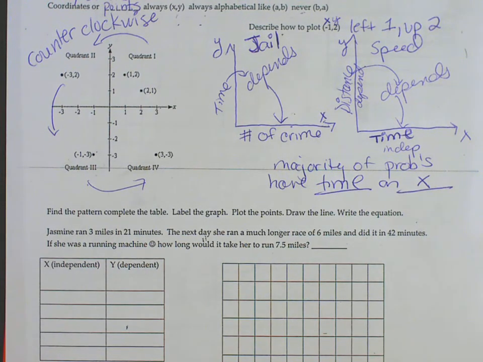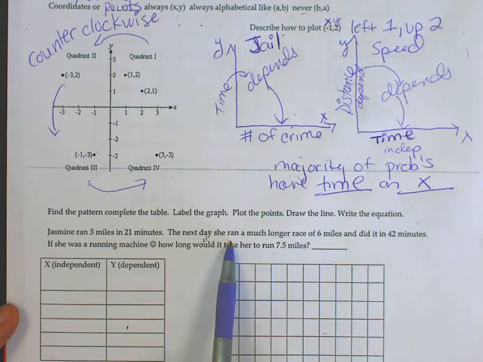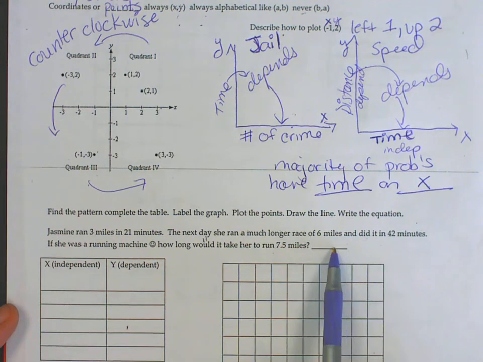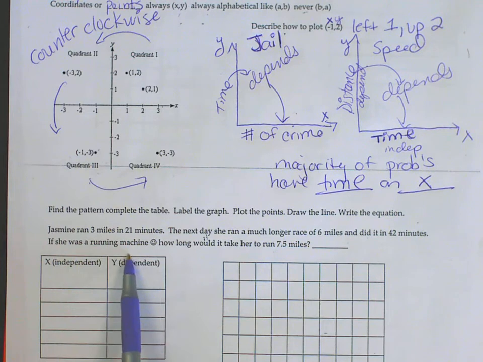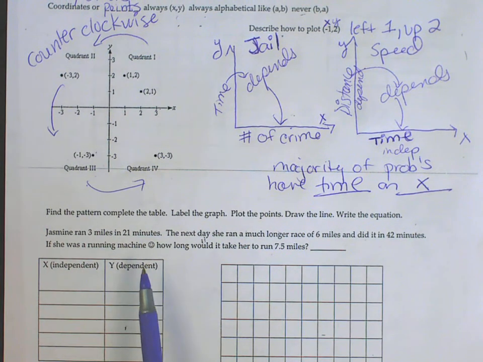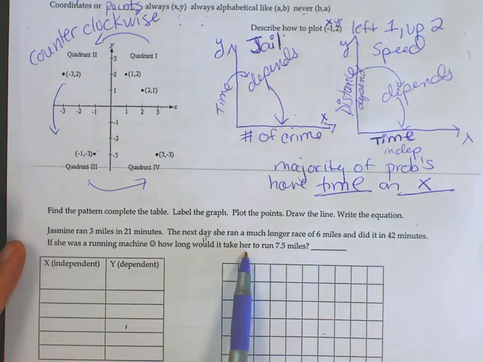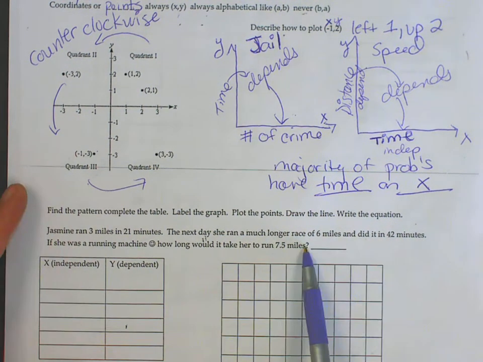Have fun with that. So Jasmine ran 3 miles in 21 minutes. The next day, she ran a much longer race of 6 miles, and she did it in 42 minutes. If she's a running machine, like a robot, and doesn't ever get tired, how long would it take her to run 7.5 miles?